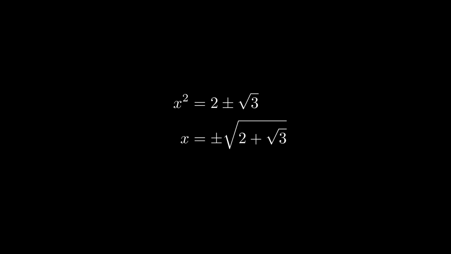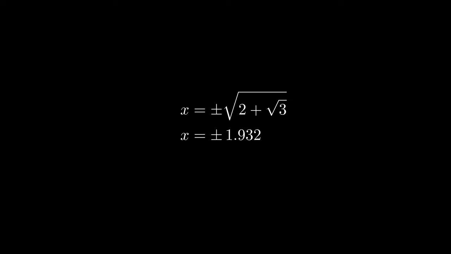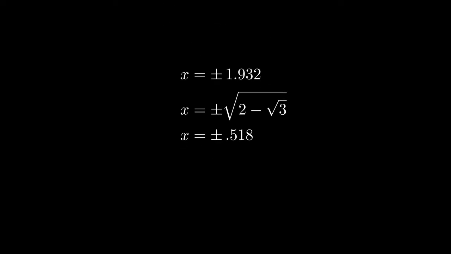So I'm looking at 2 plus square root of 3, and for that I get 2 answers, plus or minus. Then you can just put it in your calculator. So we get plus or minus 1.932. Then we have to look at the other case where it was 2 minus square root of 3, and for that we have 2 answers, plus or minus. And that's also just a calculator at the end. All right, so 4 answers.